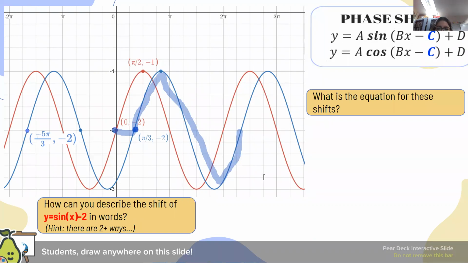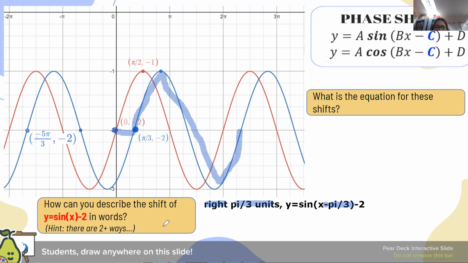So if I shift to the right pi over 3 units, I will end up with a cycle of sine, and the equation of that would be y is equal to sine of x minus pi over 3. And remember, this graph already was shifted down 2, so that's minus 2. So if I shift right pi over 3 units, I'm going to subtract pi over 3 next to my x. Everything about this function stayed the same.